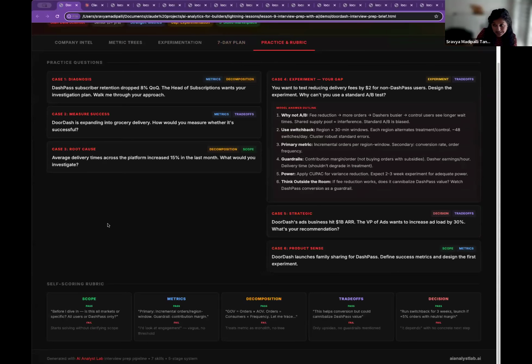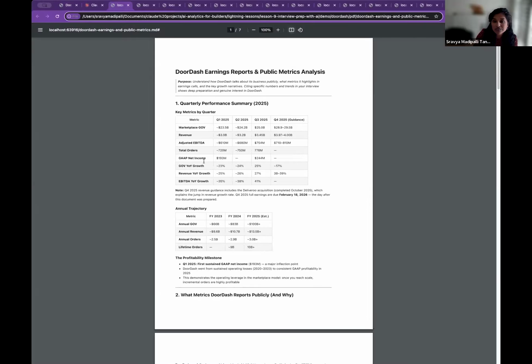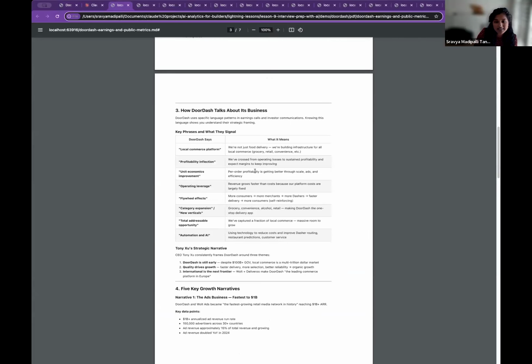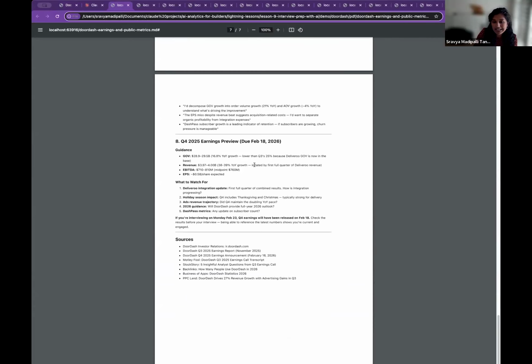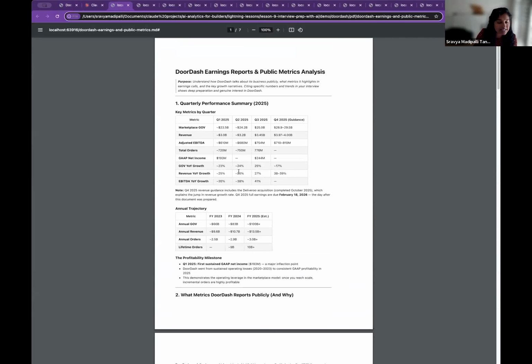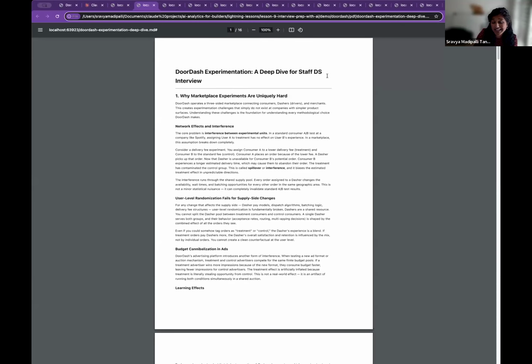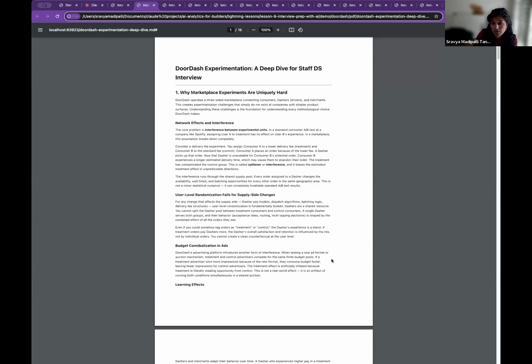So this is not the final one. There are a lot of details that it helps you with. These are a bunch of docs. It basically creates a bunch of skills and agents, research agents, that go and help you mine data from the internet that's publicly available about DoorDash, and help you create these things. The DoorDash earnings reports and public metric analysis, like a deep dive about a staff DS interview, what is uniquely hard about it.